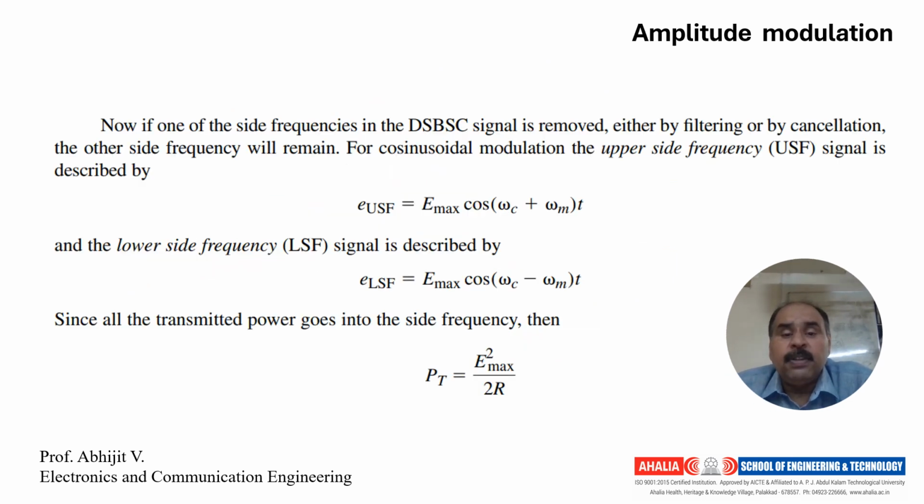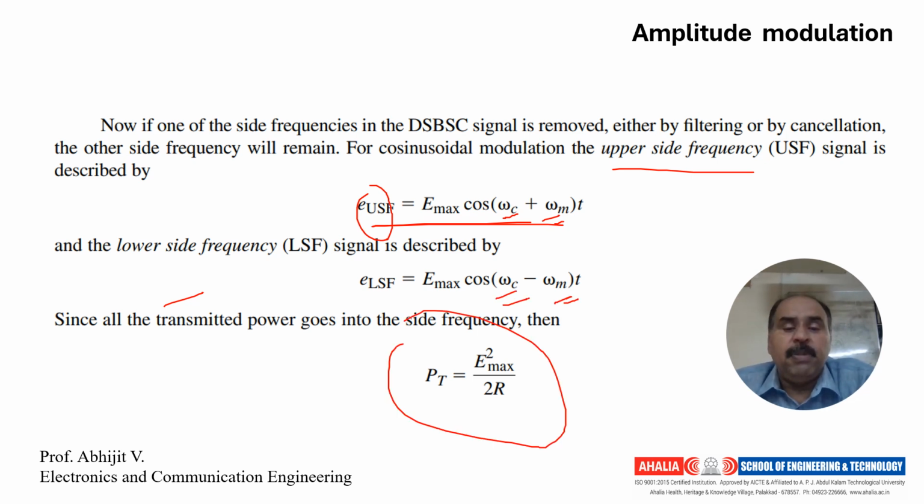Now, one of the side frequencies in DSB-SC is removed, either the upper side frequency or the lower. Here, let us calculate the upper, that is E USF, the output. The upper sideband frequency is equal to E max cos of omega c t plus omega m t. Similarly, for the lower sideband, it will be omega c minus omega m t. The overall power transmitted is given by PT equal to E max square by 2R.